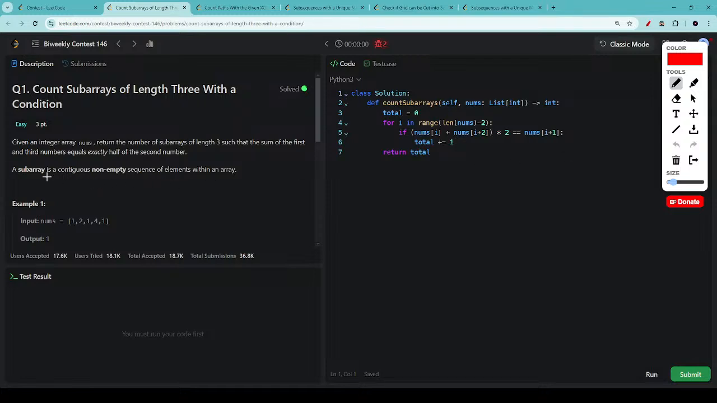That's all there is to it. So the main thing to know is a subarray is contiguous. You can't jump. So it's a sequence of 3.